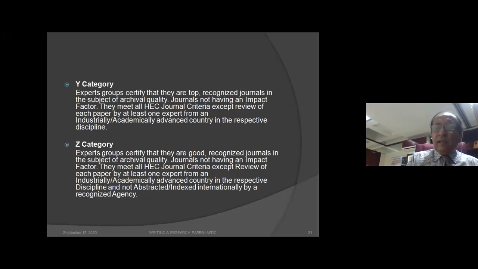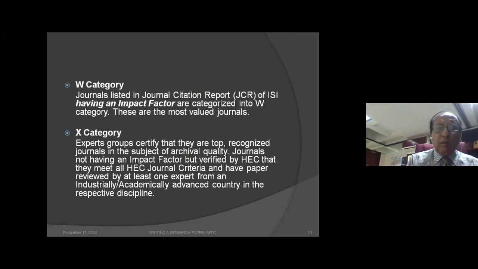And Z category is the last category. Such papers are not considered top class, but they are just considered good. They don't have any impact factor, and generally their review may not have been carried out by some expert, but they are good people, good work academically. So this is how Higher Education Commission categorizes the papers: W, X, Y, and Z category. So I just wanted to give you an introduction to this terminology because discussing the papers and not discussing these would not do justice. And then you can read yourself.